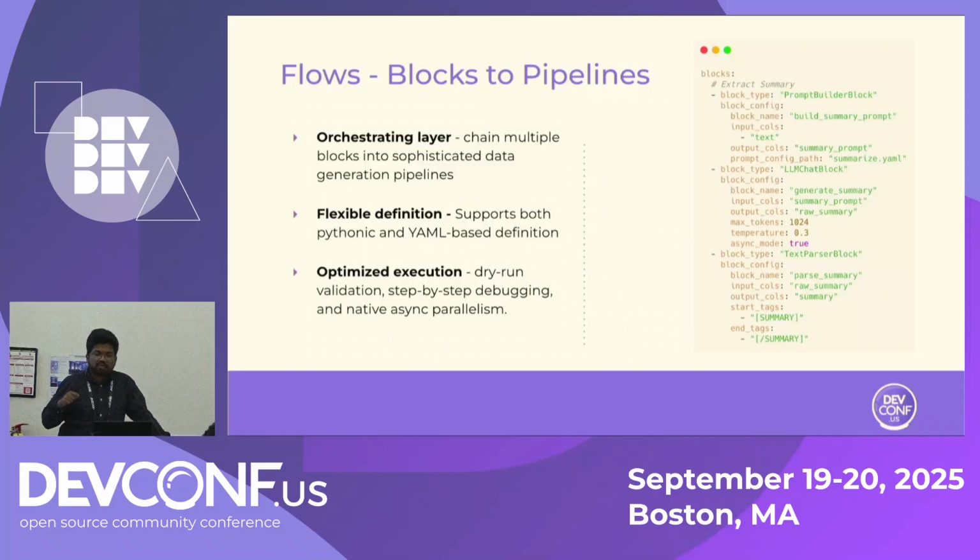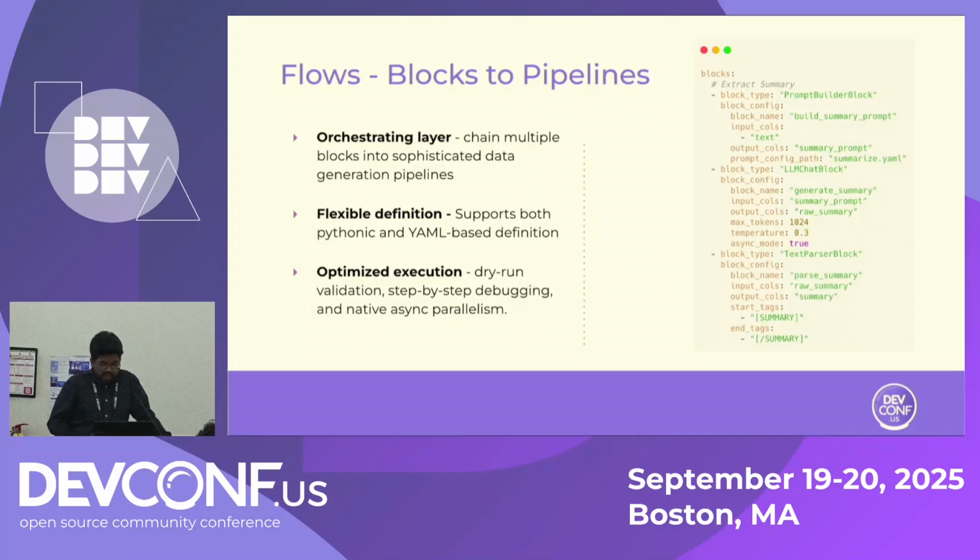Second, these flows have a flexible definition. You can define them Pythonically, or you can define them in YAML. That way, it's serializable and you can share it. Instead of sharing your code base with someone else, you can simply create your algorithm, export it in a YAML file, and share that file with someone else, and they can run your data generation algorithm on their cluster.